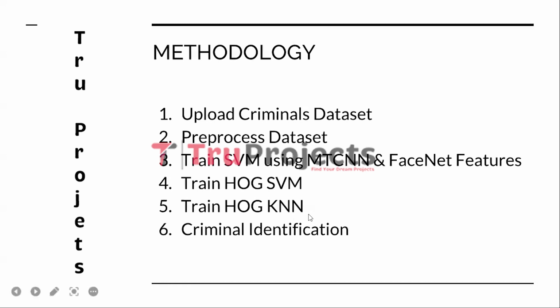And the next is Train HOG KNN. Here the HOG is applied with the K nearest neighbor algorithm to the extracted features from the FaceNet model. This model will be trained using 80% of the dataset, and the trained model will be applied to the remaining 20% of the images to calculate the prediction accuracy. And the final module is criminal identification. In this module, the user can upload a test image to the application. The SVM model will predict whether the person in the image matches any existing criminal records. The matching percentage will be calculated, and if there is no match, an alert message will be displayed. If an image matches with an existing criminal, the matching percentage will be displayed.